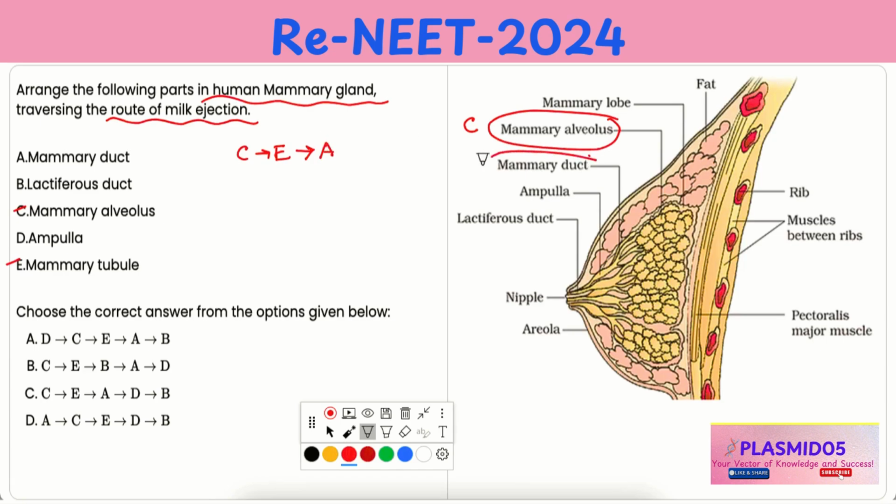The mammary tubules merge into larger mammary ducts which carry milk farther along the pathway. Is followed by D, that is ampulla. The mammary ducts widen into the ampulla, which acts as a storage space for milk before it is ejected. And finally, B, that is lactiferous duct, where milk is ejected through the lactiferous ducts, which lead from the ampulla to the nipple, allowing milk to be released during breastfeeding. Thus, the correct answer is option C.